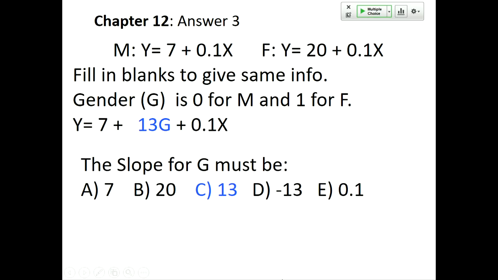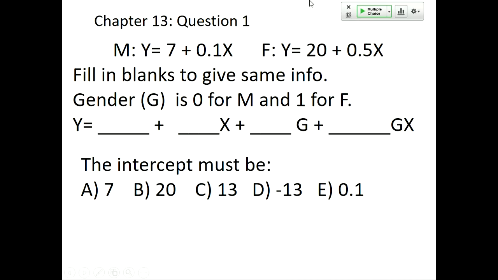All right, so let's go to our iClicker question. What I did here is I was thinking of the shoes. The number of shoes men have is about an average of 7, plus let's pretend a very small positive slope here, and women have an average of 20, and let's say a bigger positive slope for the number of shoes. I just made up some numbers. Let's say that was the two stratified, and I want to fill in the blanks to give the same info. Gender is 0 for males and 1 for females.